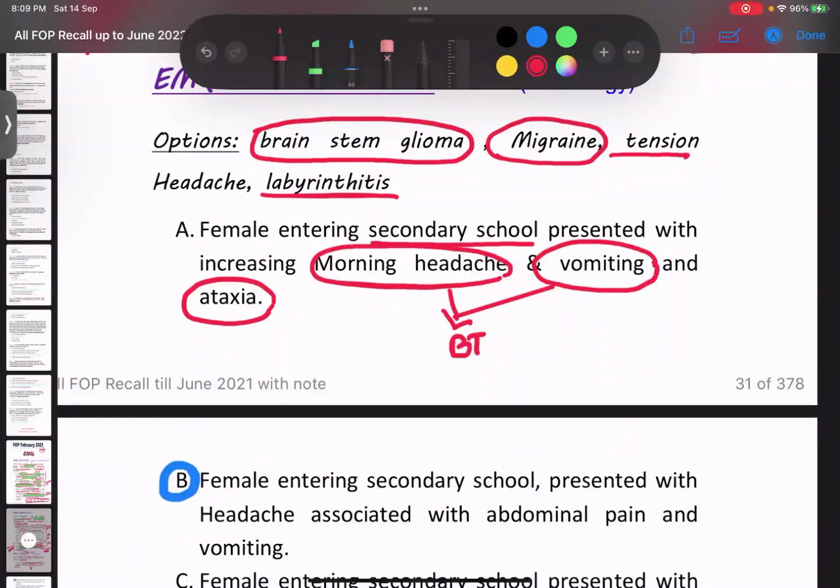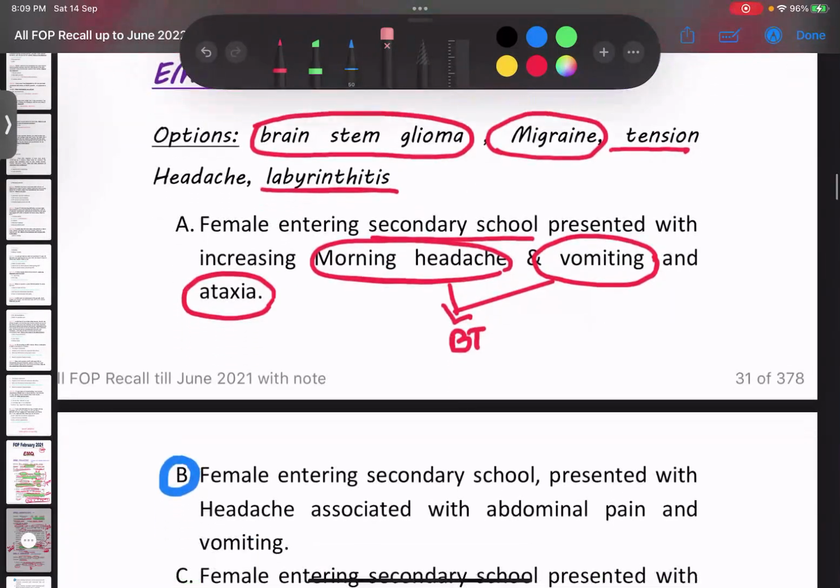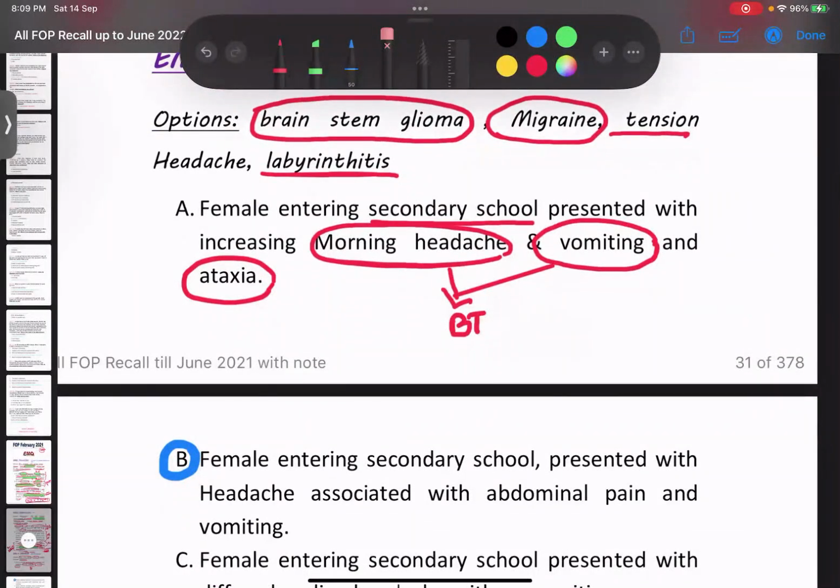Ataxia means cerebellar tumor involving the cerebellum or the brainstem. Infratentorial tumor, below the tentorium, usually comes with ataxia. So in the options, if they give cerebellar tumor or infratentorial tumor, you can select that as well. Any infratentorial tumor would present with these features. Other features, very common in brainstem glioma, are involvement of the eye, that is recent onset of squint, diplopia, or any kind of other cranial nerve abnormality.